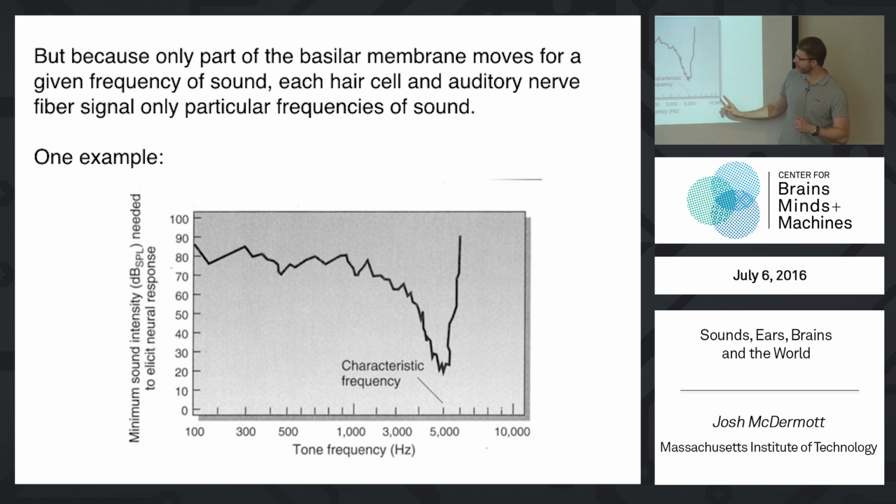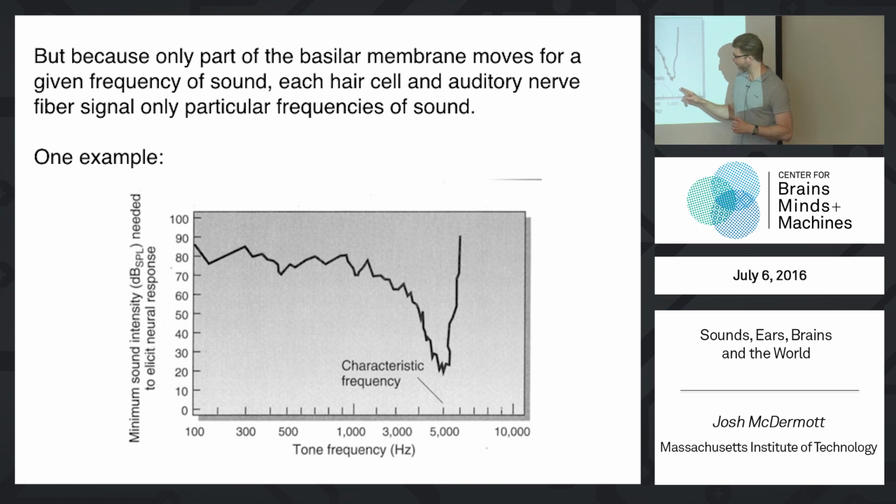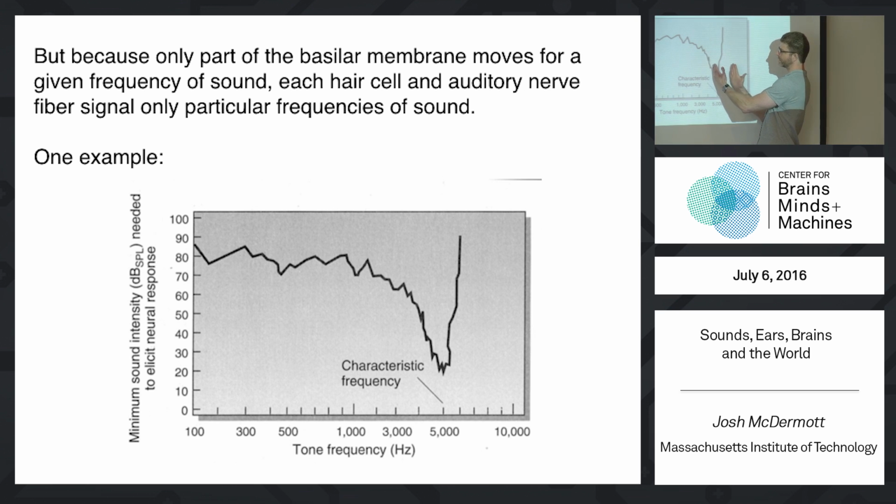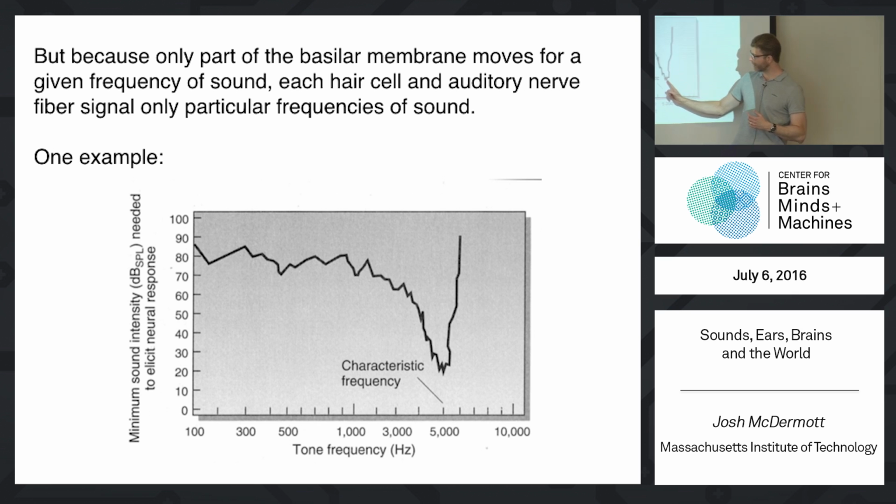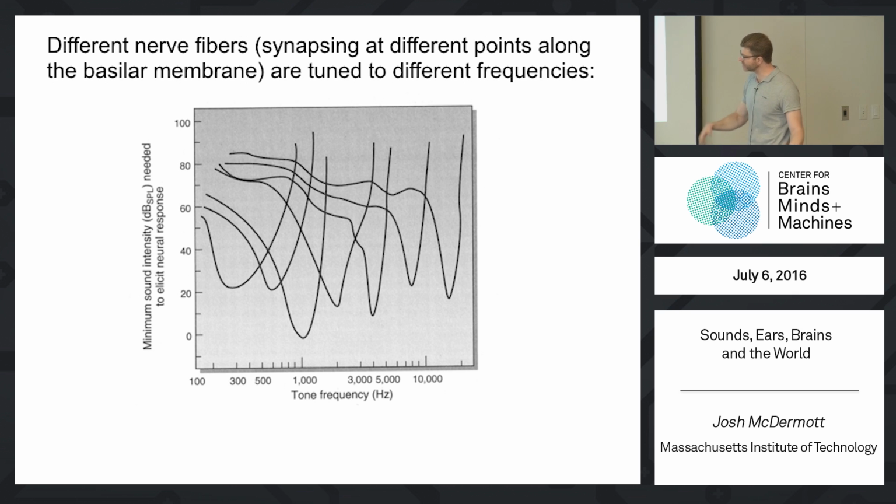And so what this graph is showing is that there's a particular frequency, and this is known as the characteristic frequency for the nerve fiber, where you can elicit a response from the nerve fiber at a very low level. So this is like 20 dB SPL. That's lower than the background noise of the air conditioning in this room. That's pretty quiet. Okay? And then as the frequency increases or decreases, the sound level that's needed to elicit a response goes way up. All right? So it's as though this auditory nerve fiber is really tuned to this particular frequency. All right, and so that's just one example.